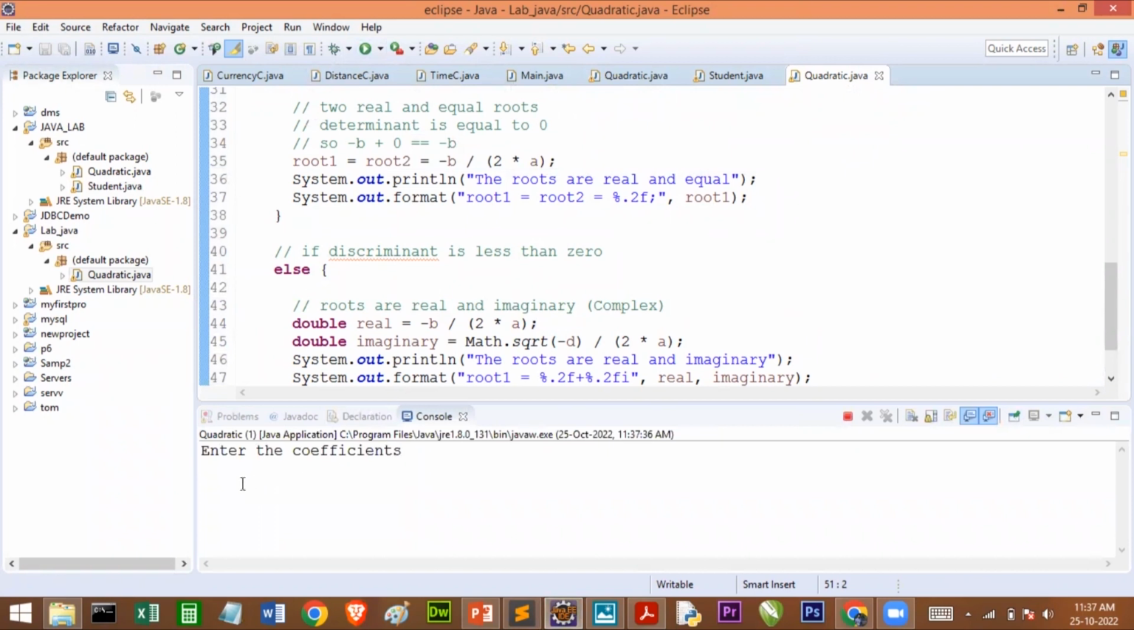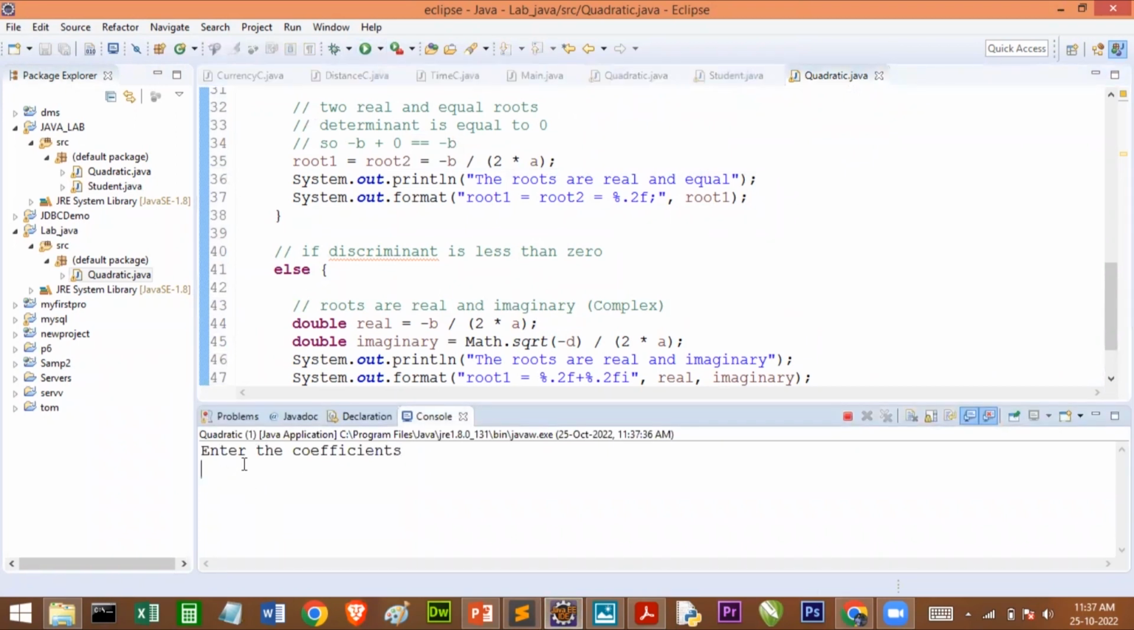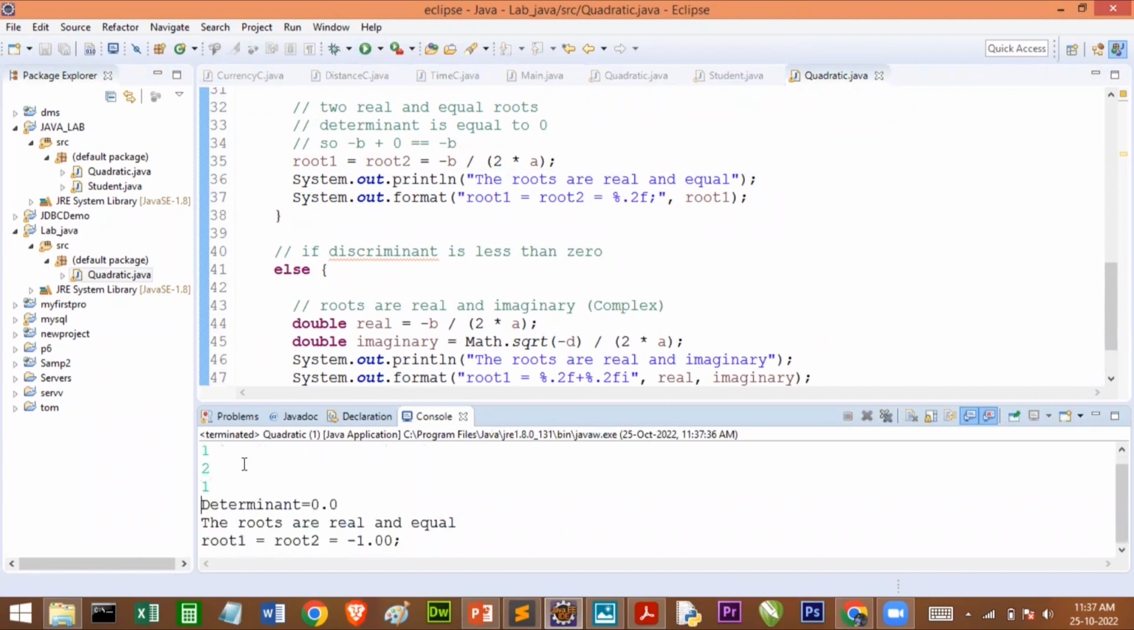Once you click on run, it will ask you to enter the coefficient values. I will give the coefficient values as 1, 2, 1. Okay. See here, the determinant for these coefficients is 0. The roots are real and equal, and we got the root.